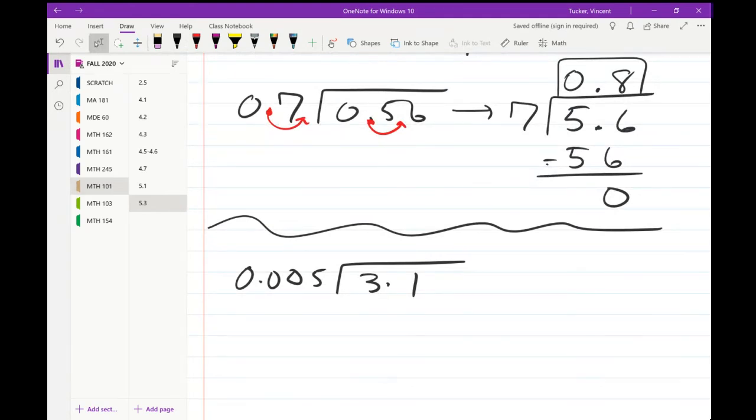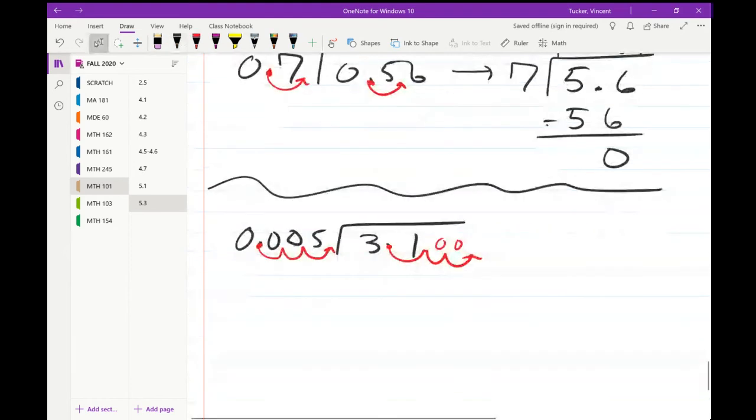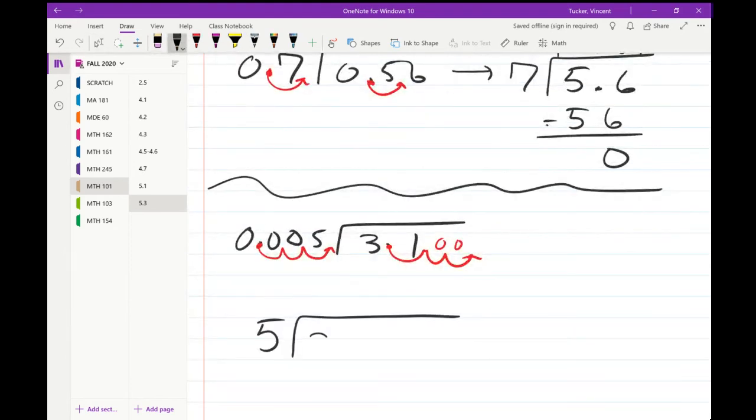All right. So the next one, 0.005, we're going to divide that into 3.1. So the decimal needs to go to the right 3 spots. That means this decimal needs to go to the right 3 spots as well. Once again, use those zeros as placeholders. So we're dividing 5 into 3100. All right. So 5 doesn't go into 3, but it goes into 31 6 times.